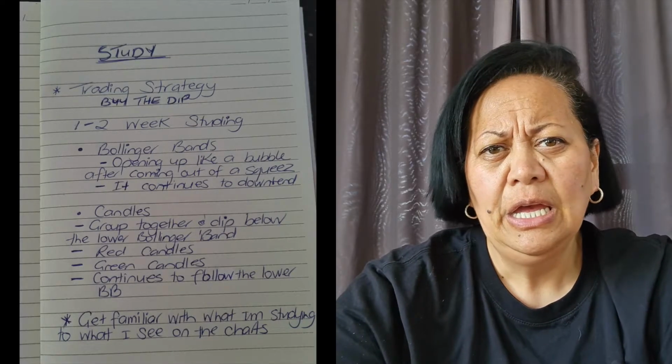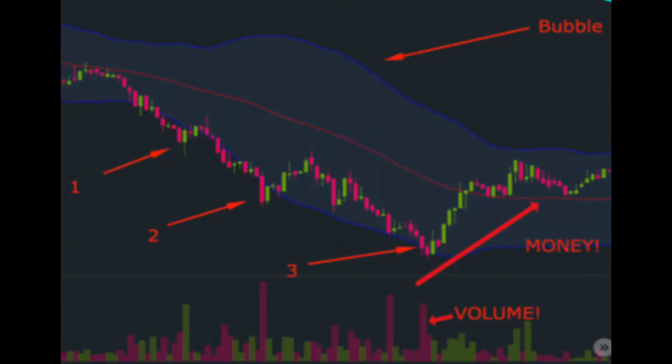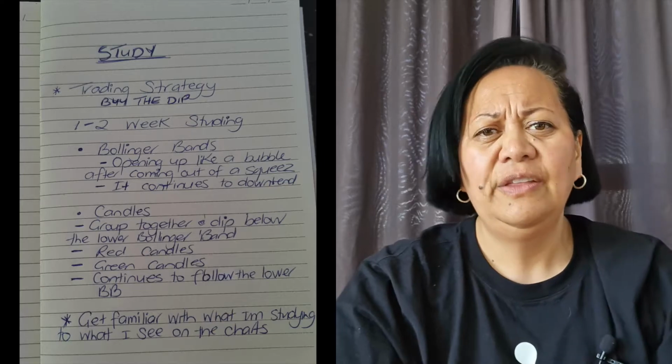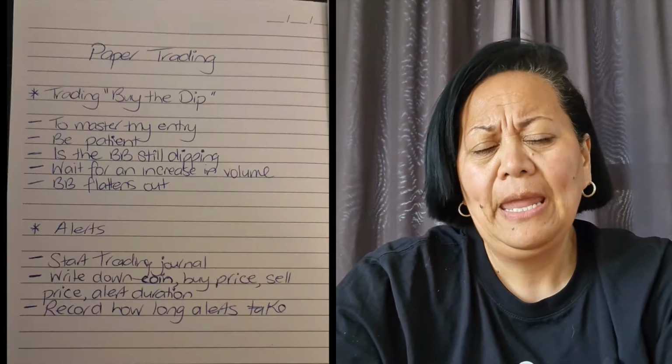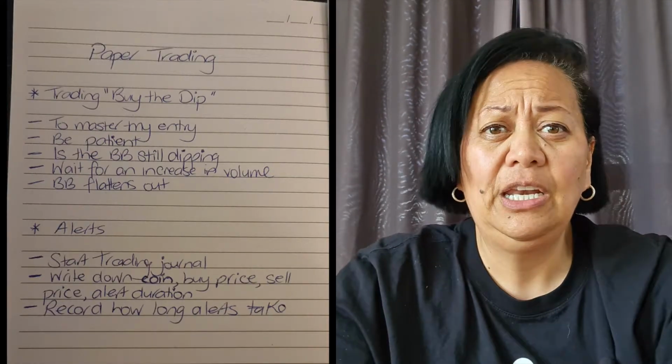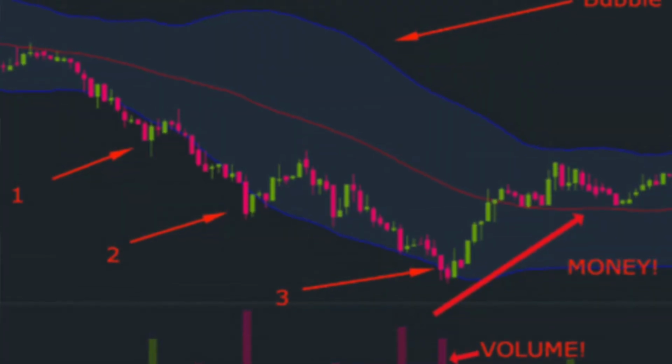So for instance, with me, when I'm trading the dip, I was told to ensure that when candles are going on a downtrend, because it goes in a cycle, you're always knowing that as it's going down, the candles will follow the lower Bollinger Band until that cycle's complete. Then you'll see an increase in volume and a flattening out of that lower Bollinger Band. That is an indication for me.